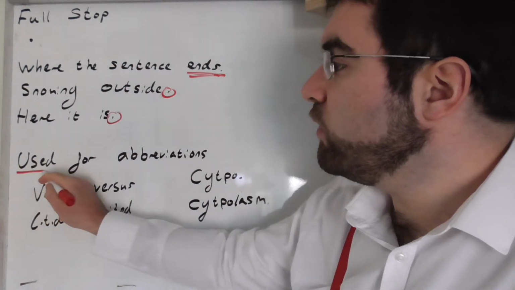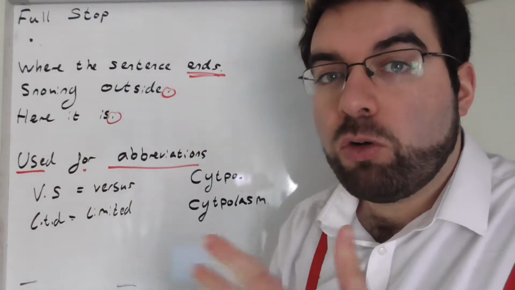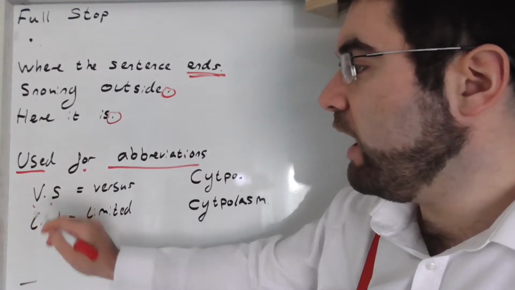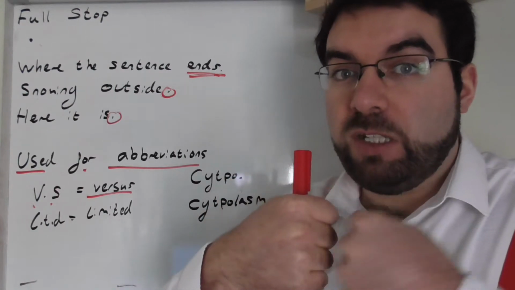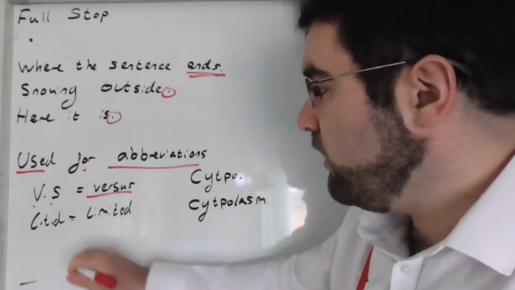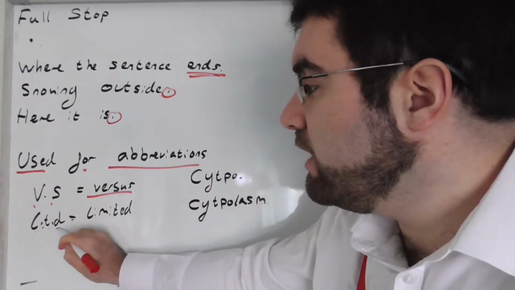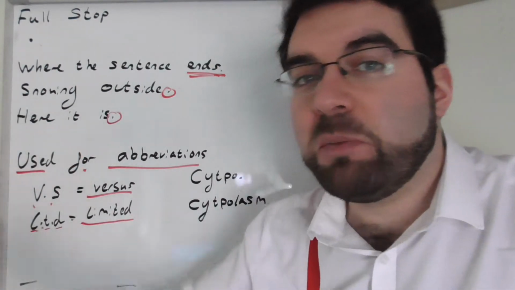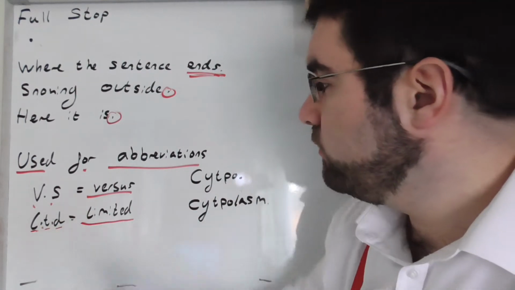But we also can use it for abbreviations, to shorten words down or to represent longer words. So VS, versus, left versus right. L.T.D, limited, limited liability, which is something else, L.T.D, dot.